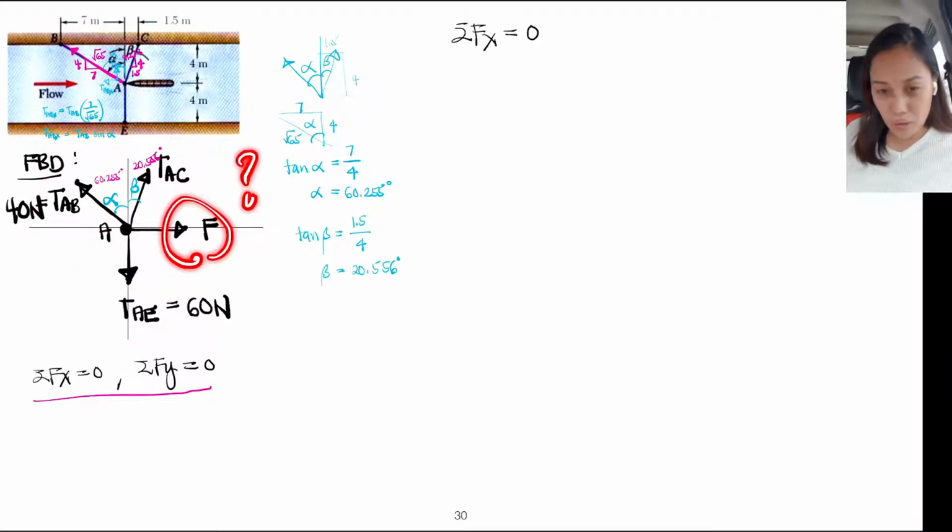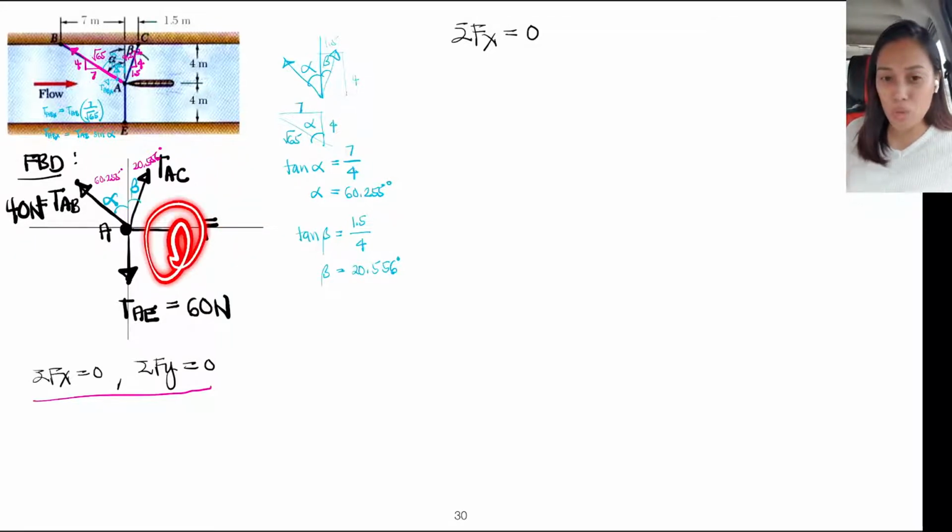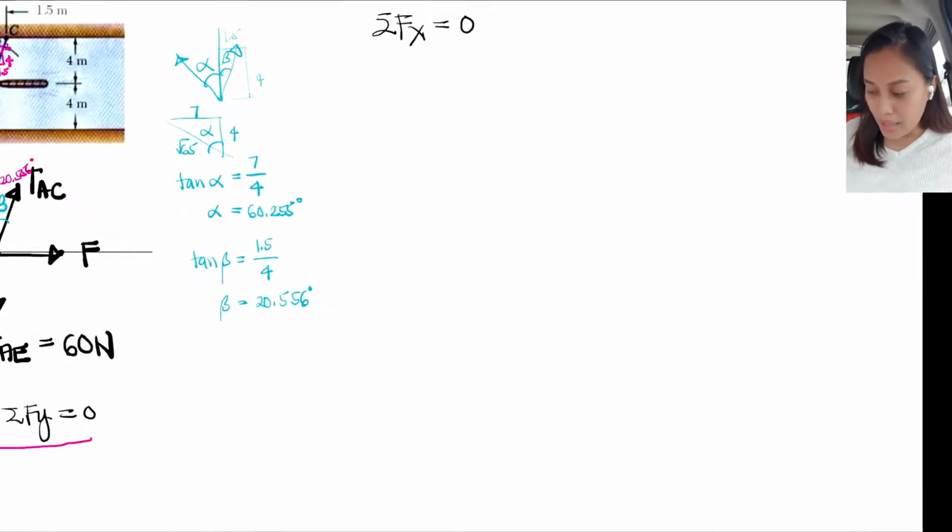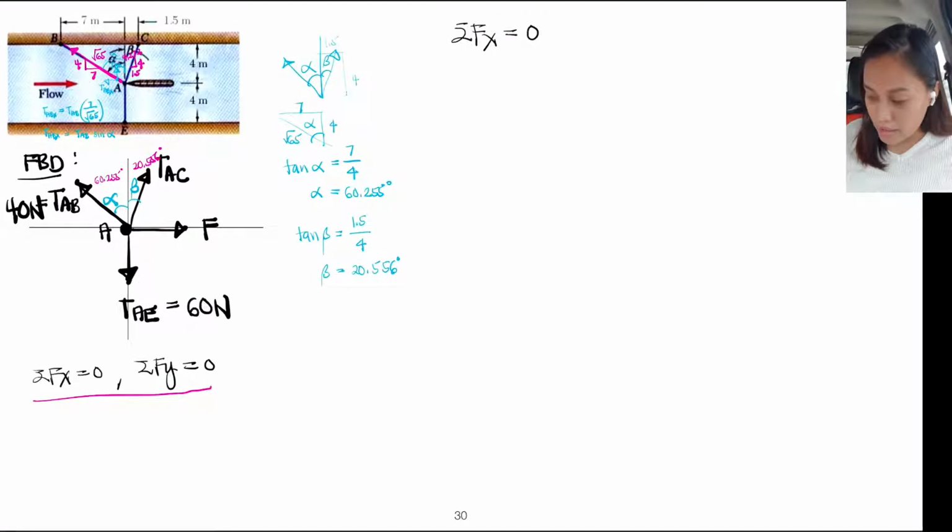Whichever is the unknown value, meaning the value that the problem asks for, and we don't know its direction, it is better to first assume it as a positive direction. So all, let's assume all forces along x going to the right is positive. So we add all the forces along x.